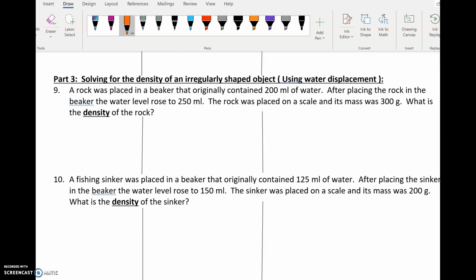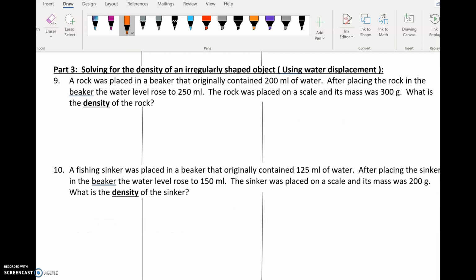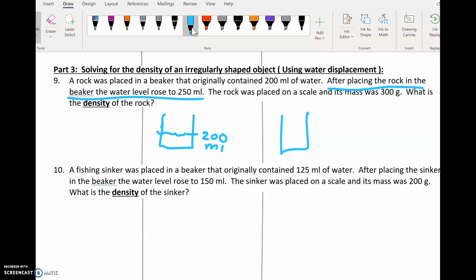So imagine, I'm going to do a drawing here just so that we can imagine this. So this is my beaker. All right. Original volume was, this is where it was, 200 mil. All right. Then you ended up dropping a brick, does it say? Rock. After placing the rock in the beaker, the water level rose to 250. So now my volume from 200, actually, let me just erase this right here.